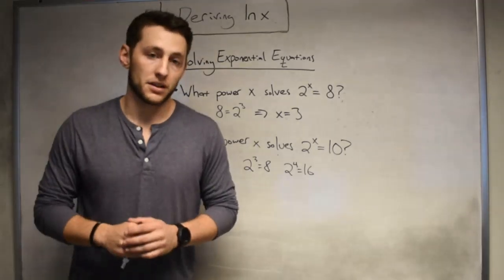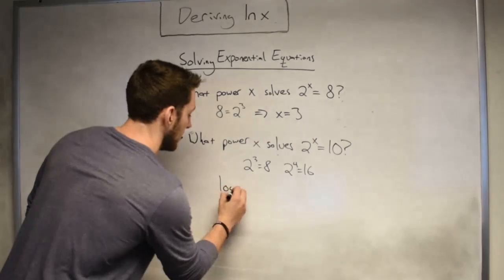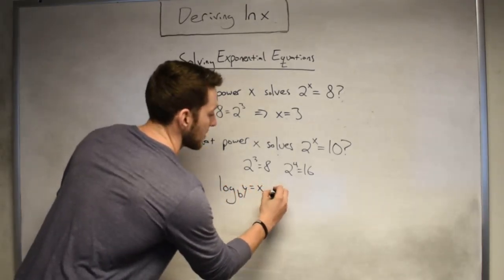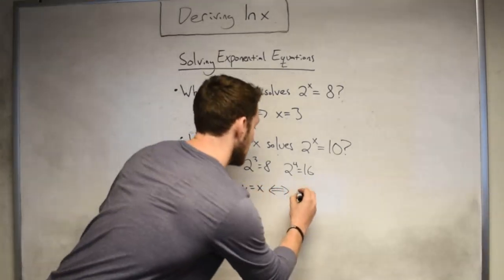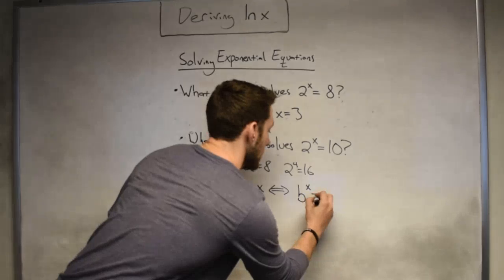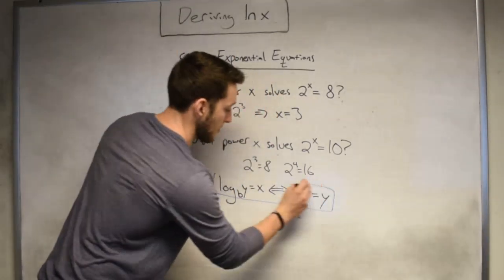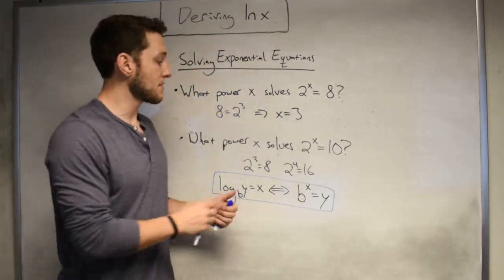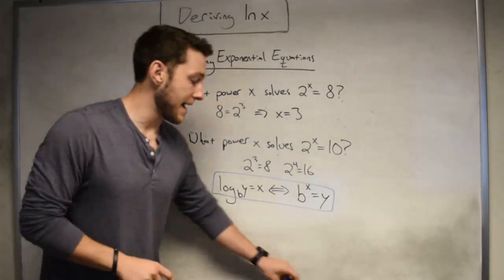This is where we define logarithms. How we define logarithms is the following. Log base b of y equals x is just the translation of b to the x is equal to y. This right here, the thing that I'm boxing, is a very important translation as it allows me to translate between logarithms and these very natural questions that we may ask.